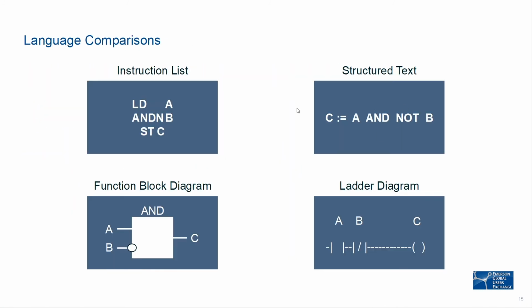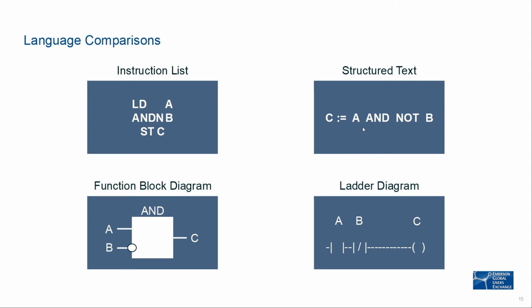And then here's a quick comparison of the four basic languages, what the same type of logic looks like. So the example here is if you have three variables, A and B as inputs, C as an output, and if you want C to be true only if A is true and B is false, here's how you would do that very simple operation within these four languages. You can see the instruction list is 3 lines. You load A, you take the reverse of B and add that with A, and then you store that as C. Structured text is just C is equal to A and not B.